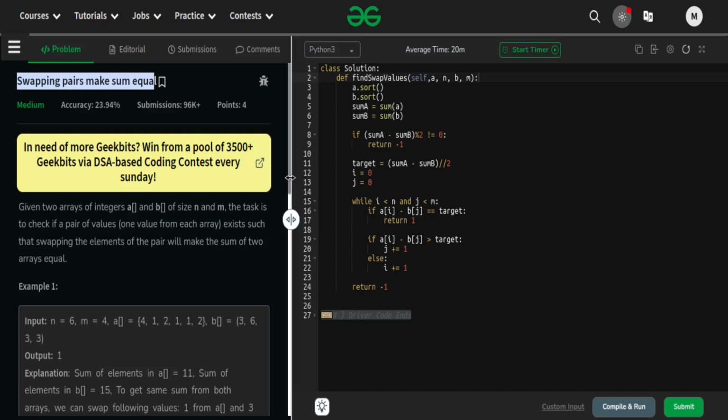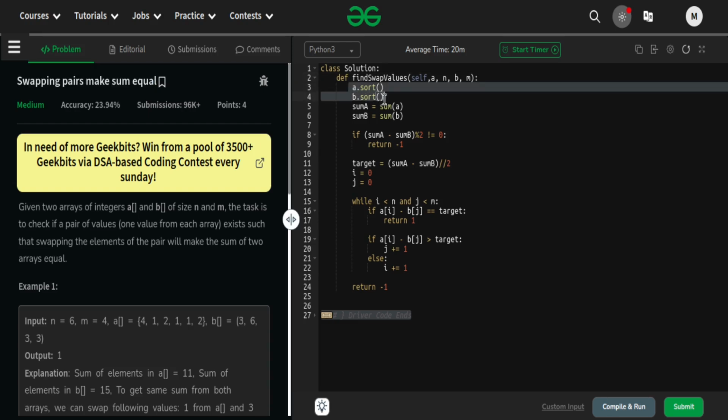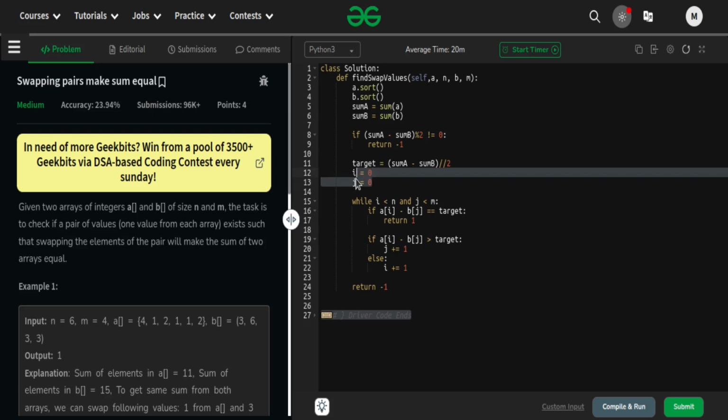So the Python implementation is pretty much the same as what we have discussed in our pseudocode. We'll take two arrays and sort them. Then we compute the sum of those two arrays. If the difference between these two sums is not an even number, then we return -1. Otherwise, we calculate our target, which is equal to (sumA - sumB) divided by 2. And then we have two variables i and j, which we initially set to the beginning of these two arrays. And then we iterate on these arrays.